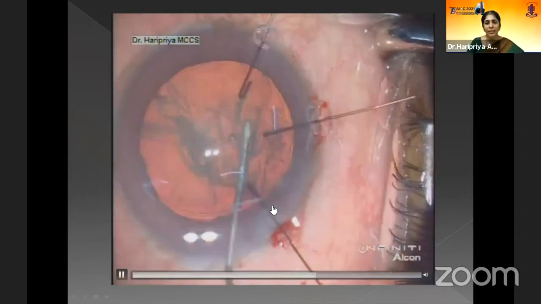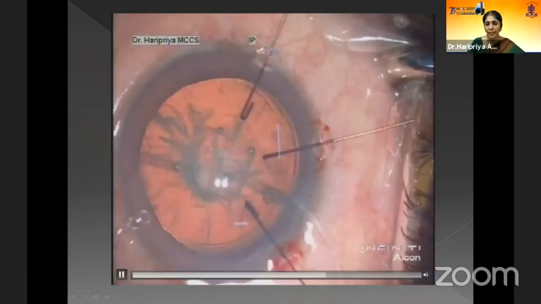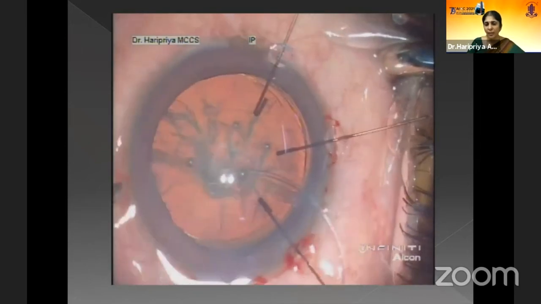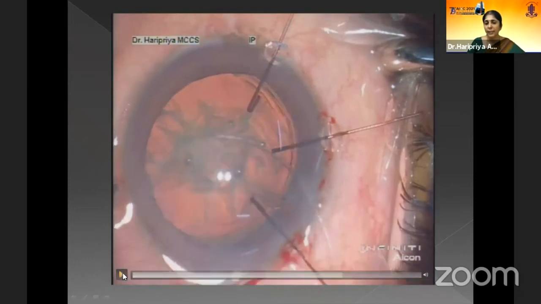So the hydrodissection is done after the hooks are placed, and the CTR is implanted after that. This way the chance of the cortex getting entangled between the CTR and the bag is lesser if you do the hydrodissection earlier.